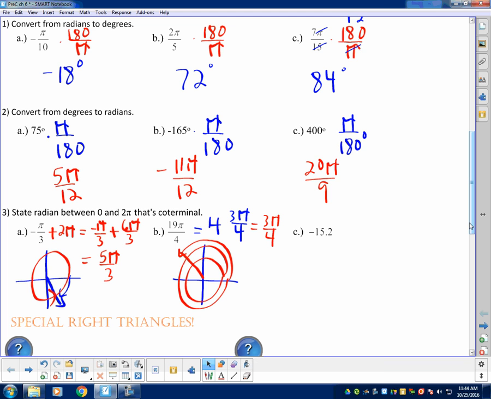All right, negative 15.2. Where is that going to be located? Well, now let's think in terms of something that's not in terms of pi. Yesterday we learned that all the way around the circle once was about 6.28. That's what 2 pi is, right? 6.28 radians. So what's happening here is I have a 6.28, another 6.28, and a little bit left over.